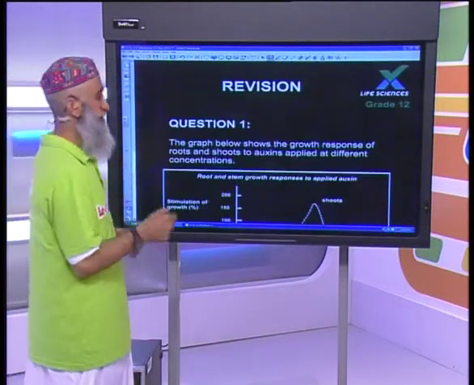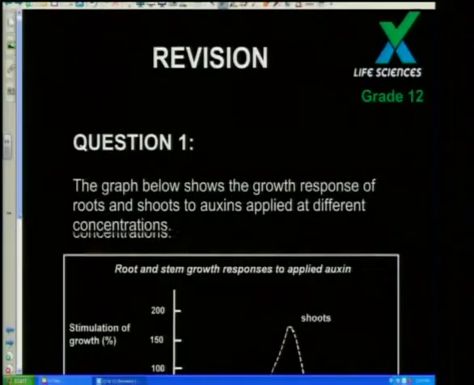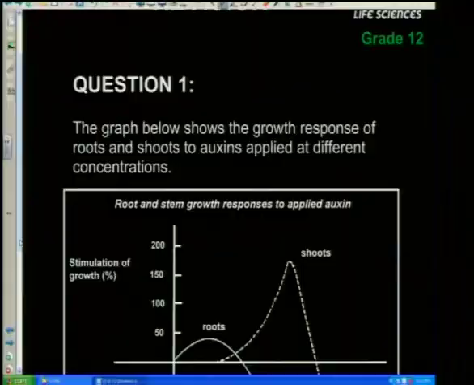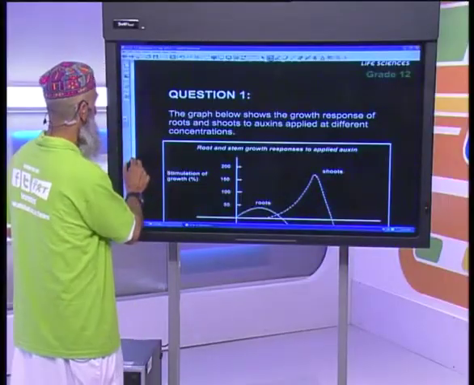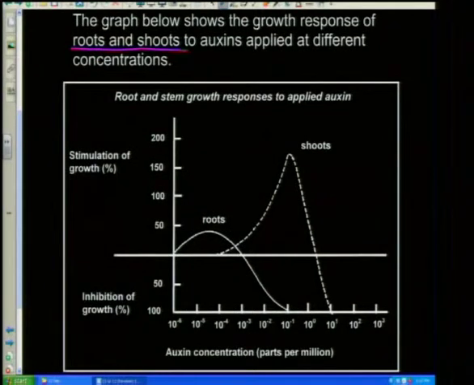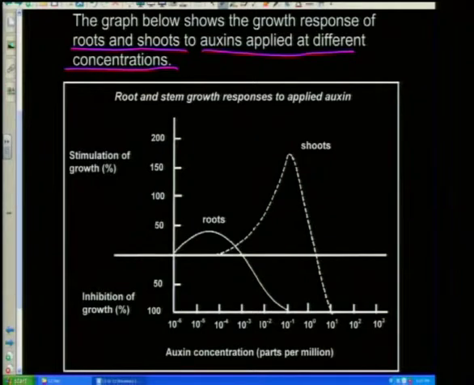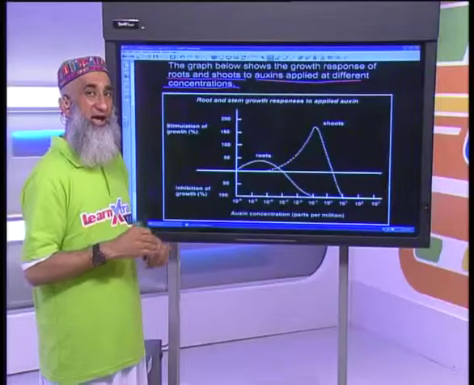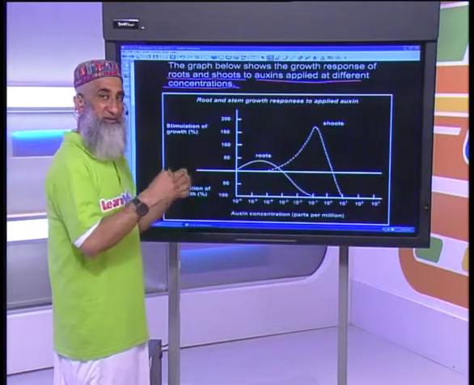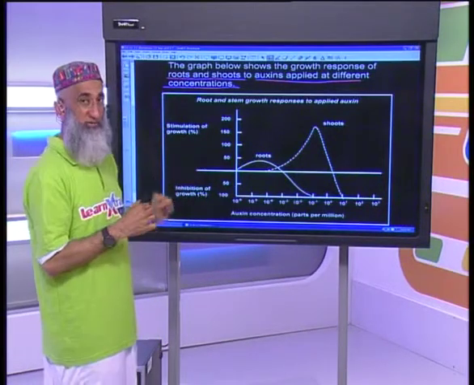We go straight into questions, guys. And the first question, and we're moving in the order as we unfolded them. So the first question is dealing with the plant hormones. The graph below shows the growth response of roots and shoots to auxins applied at different concentrations. So in other words, we have taken some plants and we have exposed them to auxins at different concentrations. And the investigator then recorded his data and presented it in a form of a graph.